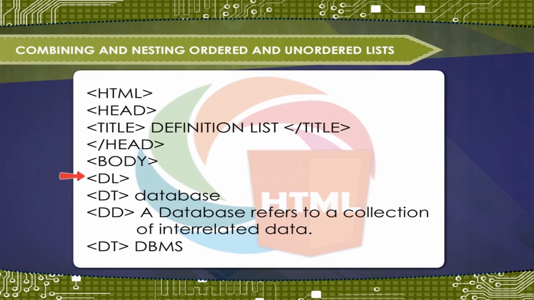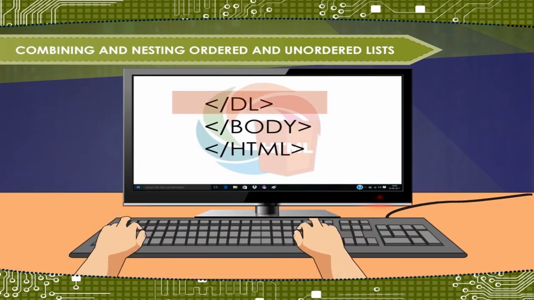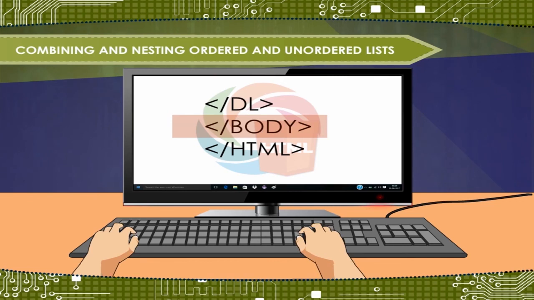Tag DL. Tag DT, database. Tag DD. A database refers to a collection of interrelated data. Tag DT, DBMS. Tag DD. A database management system refers to any software that helps a user create and manage a database effectively and efficiently. Close tag DL. Close tag body. Close tag HTML.